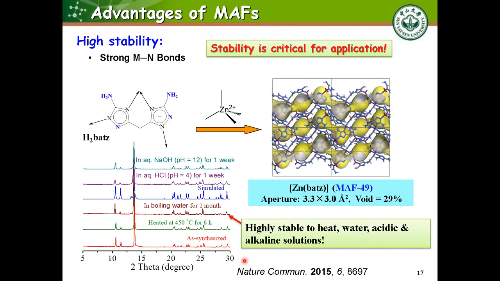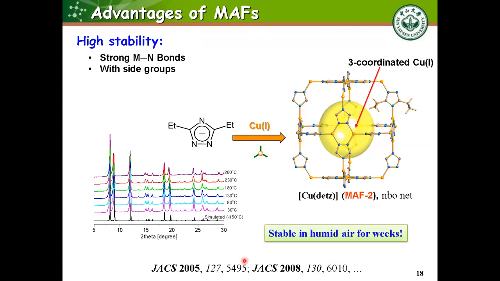As shown in this slide, for example, porous zinc bistriazolate, or MAF-49, can be not only stable up to 450 degrees Celsius, but also stable in aqueous, acidic, and alkaline solutions. Copper-1 complexes are usually unstable in humid air. However, with strong metal-nitrogen bonds, as well as hydrophobic alkyl side groups, copper-1 MAFs can be very stable. For example, porous MAF-2 with diethyl triazolate ligands can be not only stable up to 280 degrees Celsius, but also stable in humid air for several weeks.